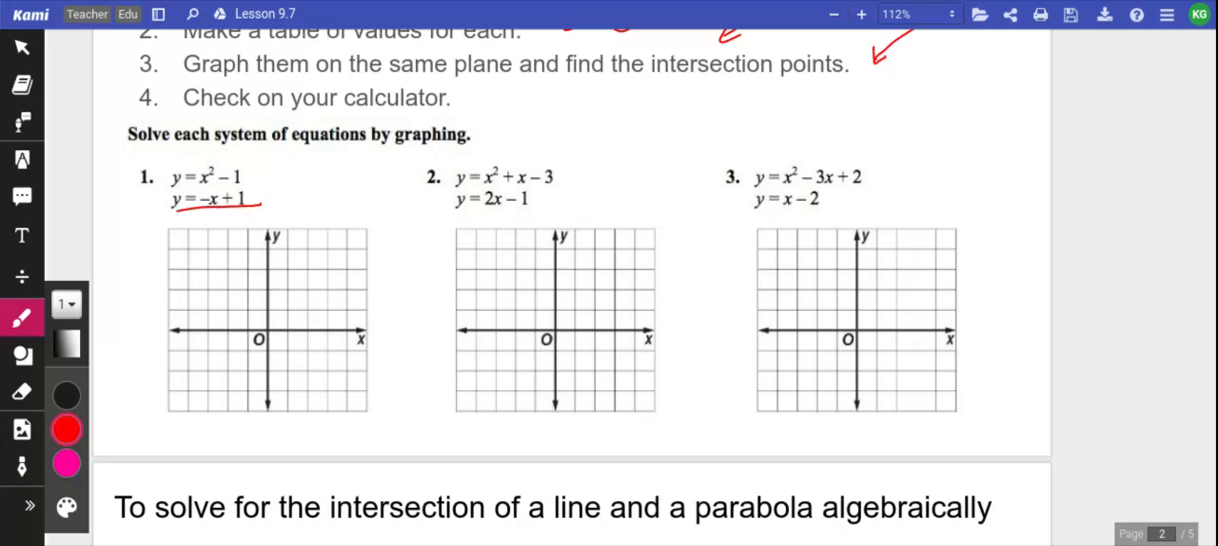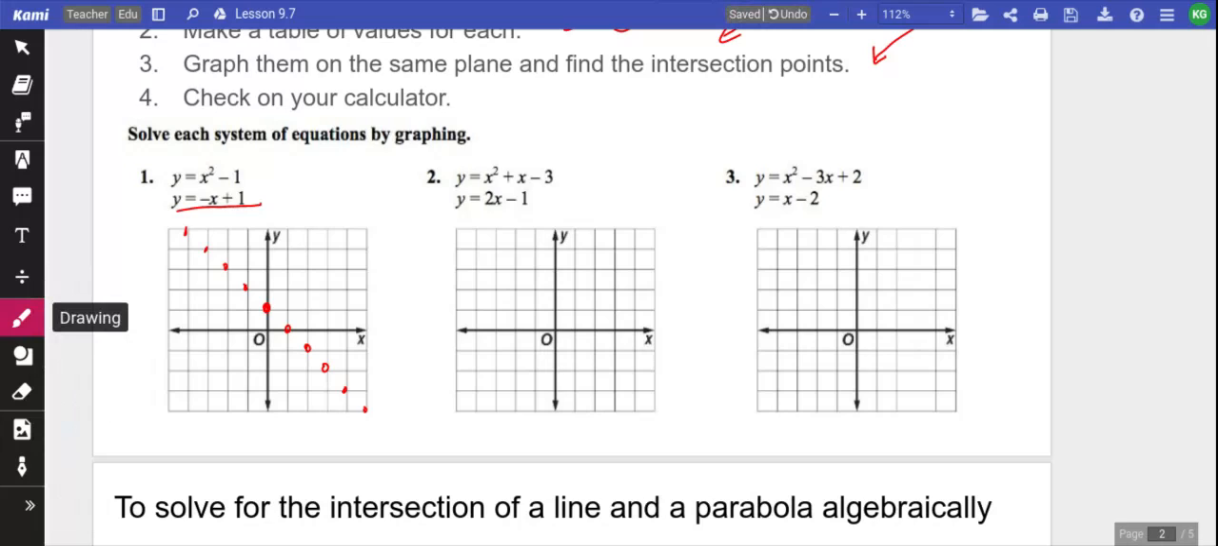So here's my linear. It starts at 1, and the slope is down 1 over 1. Then for my quadratic, there is no b term, so my axis of symmetry is going to be at x equals 0 over 2 times 1, which is 0. Then for my vertex, I'm going to put 0 back in, and that would give me negative 1.